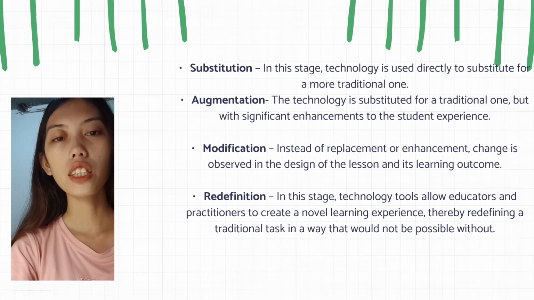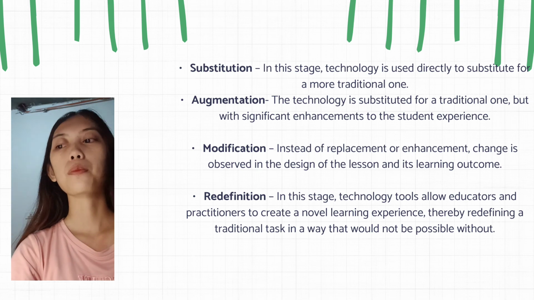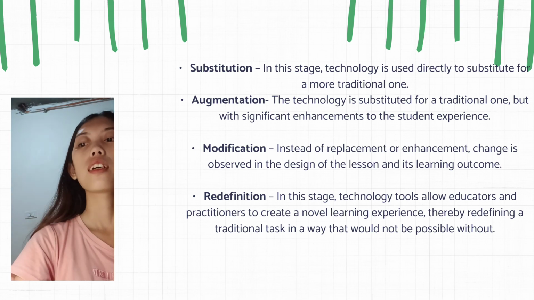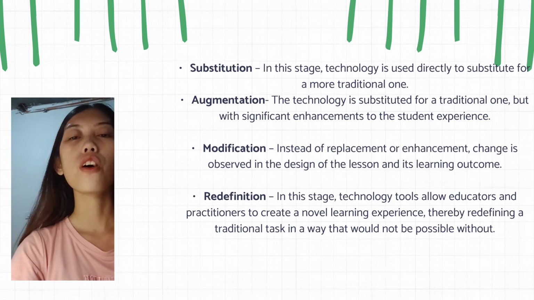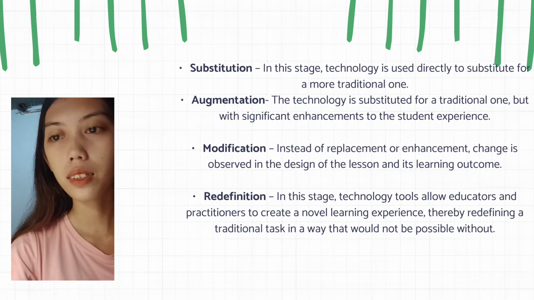Substitutions. In this stage, technology is used directly to substitute for a more traditional one. So the substitution is the direct use of technology. Then augmentation, the technology is substituted for a traditional one, but with significant enhancements to the student's experience.